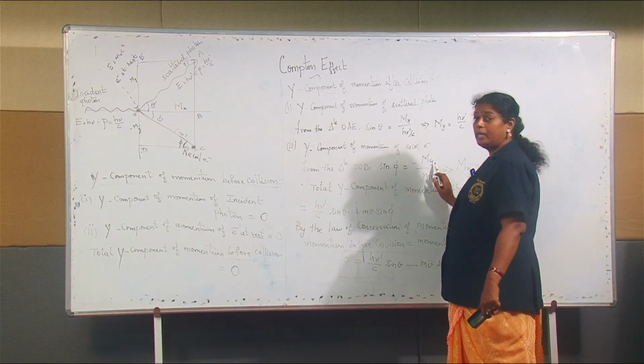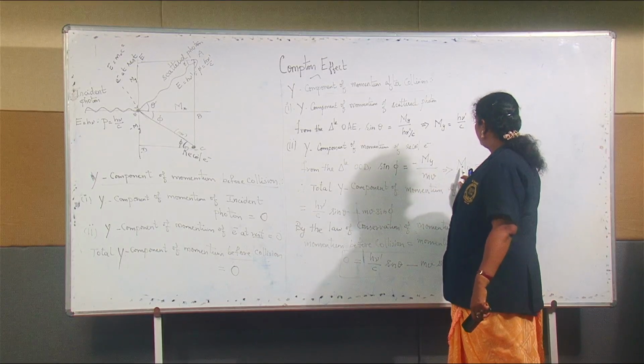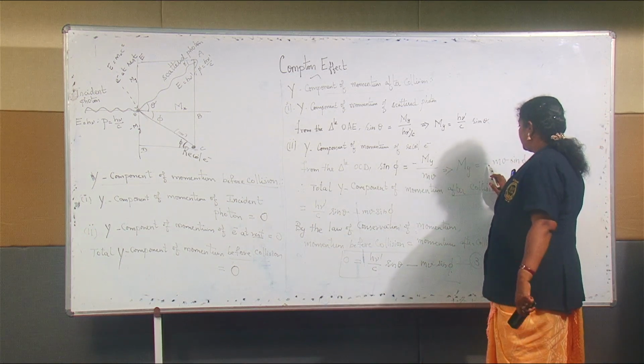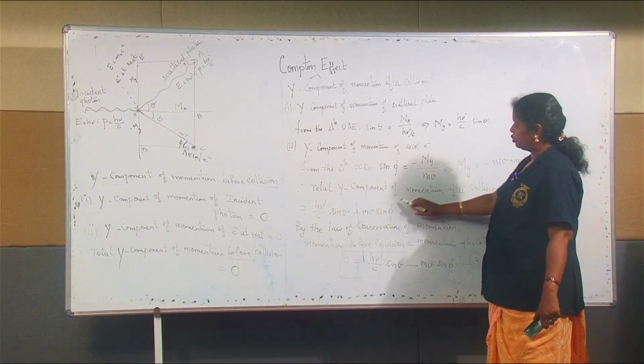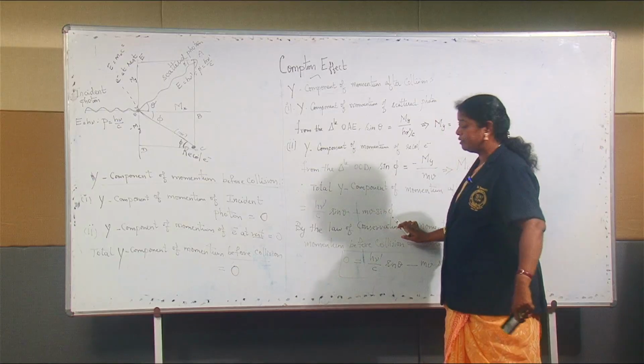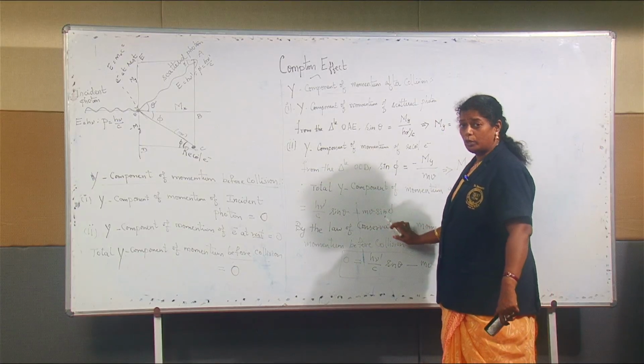We need only the y axis. So, therefore, momentum along y axis. Therefore, my is equal to this minus, come this side, so minus mv sin phi. By adding these two things, we get h nu dash by c sin theta minus mv sin phi. This is the after collision action.